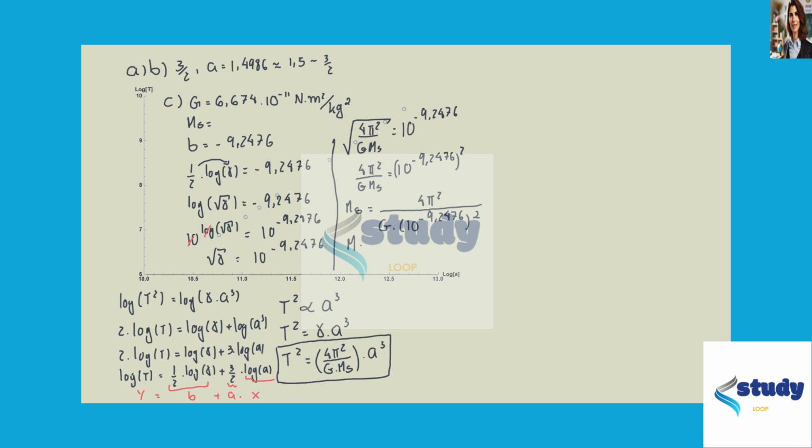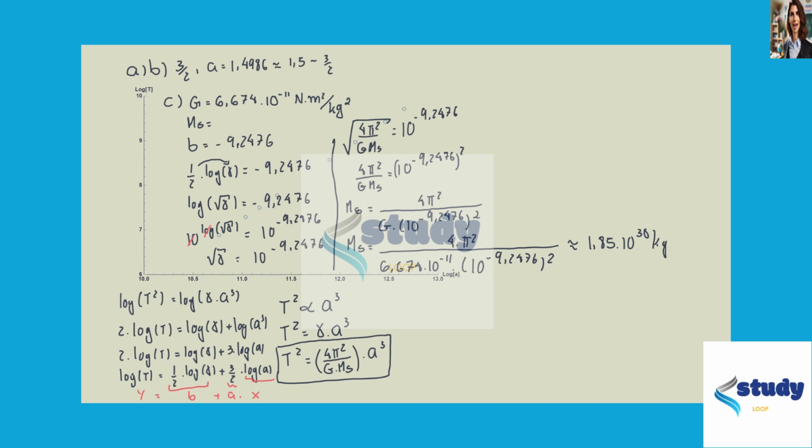Then by plugging in the value of Newton's constant, we get the following. The mass of the Sun is equal to 6.674 times 10 to the minus 11 times 10 to the minus 9.2476 squared, divided by 4 times pi squared. And by solving that calculation, we get a value that is approximately 1.85 times 10 to the third kilograms.